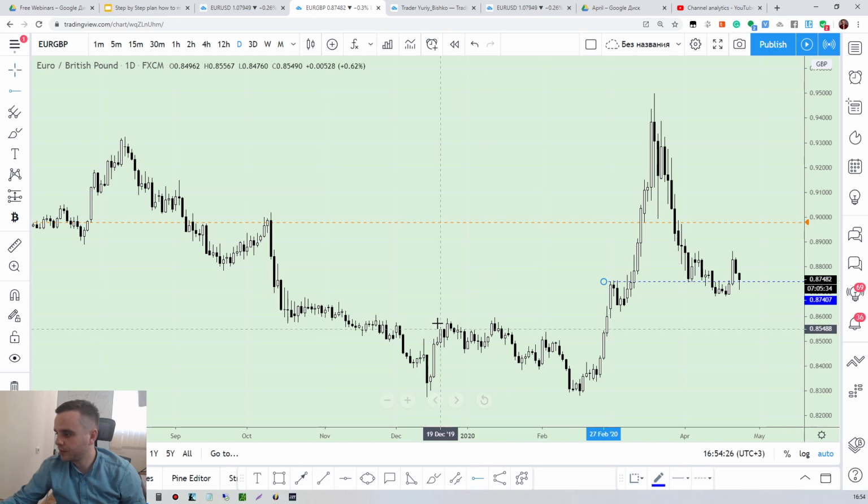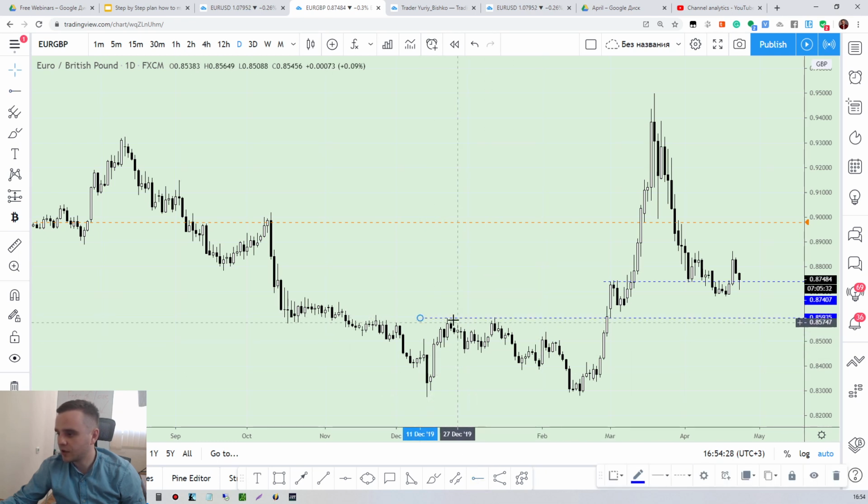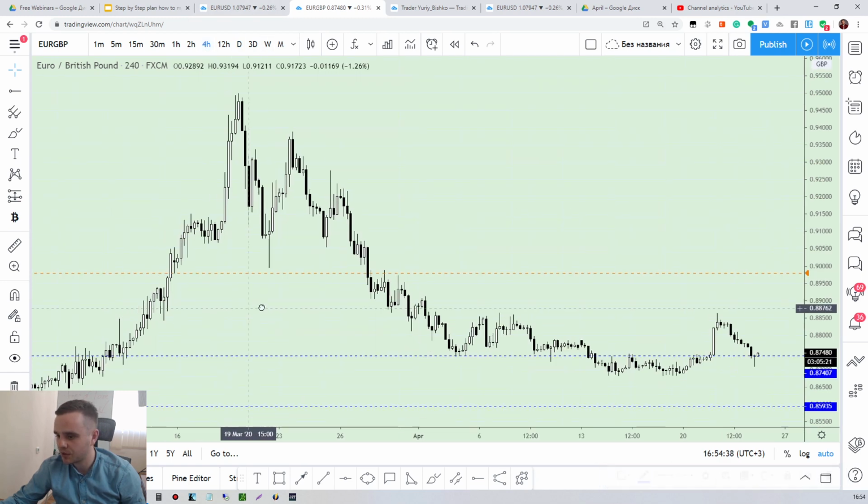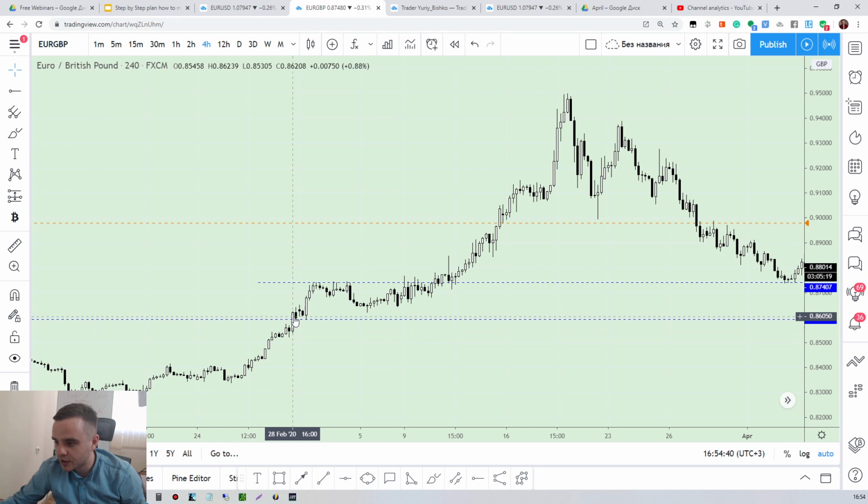Another example of a mirror level, take a look here. We had support, as you can see. Price bounced from this key level, dropped, and after the breakout, as you can see, it became a mirror level. If you take a look on a lower time frame, I think you would see: price broke it up, and after the pullback, bounce. It was a mirror level.